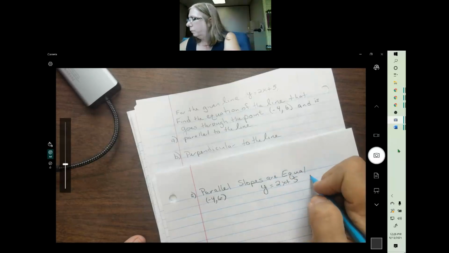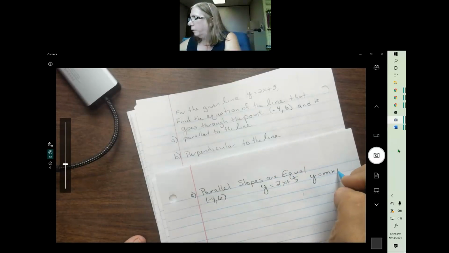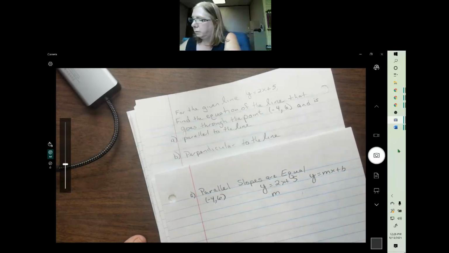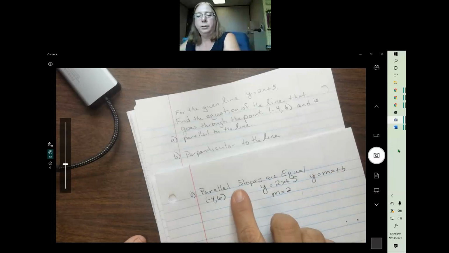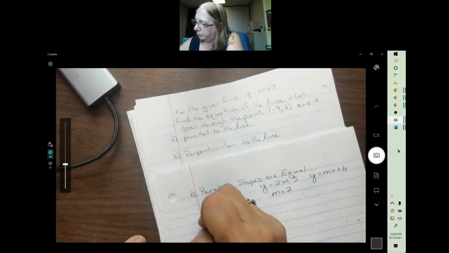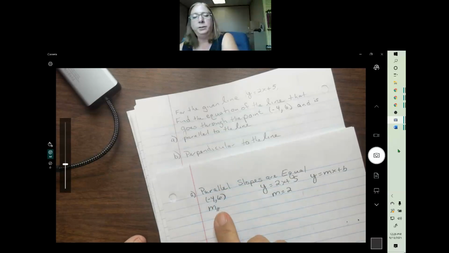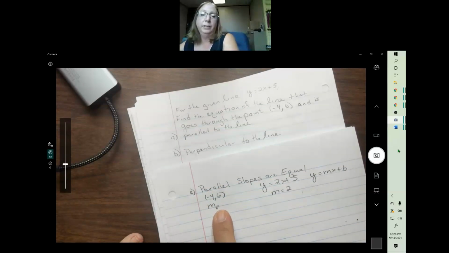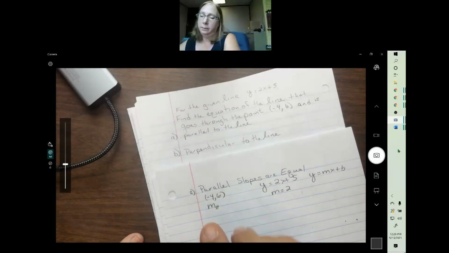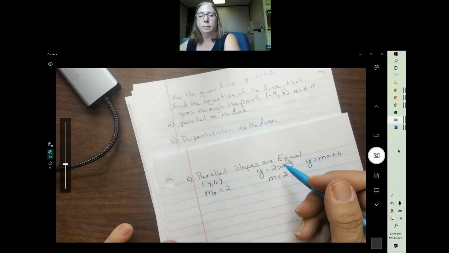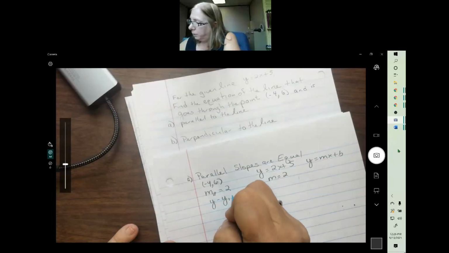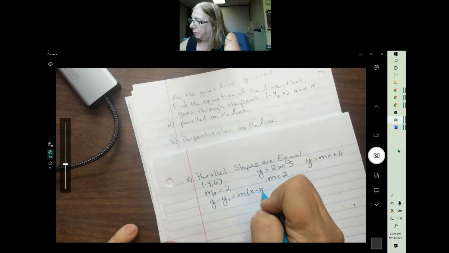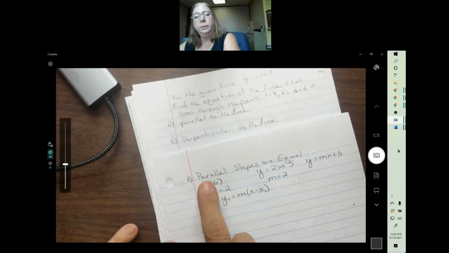The slope of this one, think of your y equals mx plus b, is, yep, someone finally put it, 2. If the two lines are parallel, I use this so I remember it was the parallel line. This is the original, this is the parallel. It's the same. So you would use y minus y1 equals m times x minus x1 and use the parallel slope and the point.